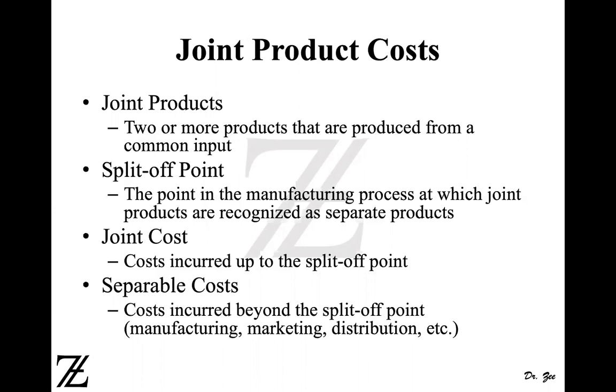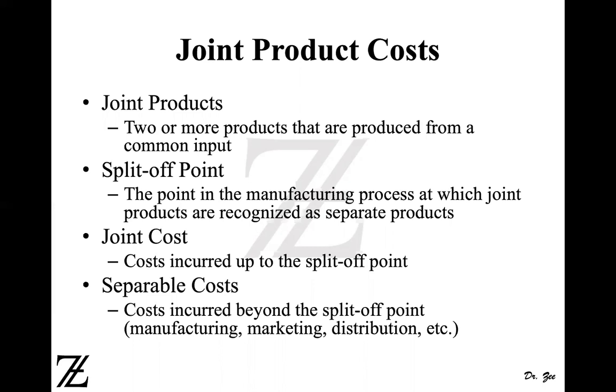Now the split off point is the point in the process at which joint products are recognized as separate products. If you take the example of crude oil, you're going to extract it and put it in a refinery, right? So the cost of extracting crude oil would be the same whether you are going to produce gasoline, diesel, kerosene oil, or any other product from it. When you are extracting crude oil and putting it in the refinery, you are incurring the same cost.